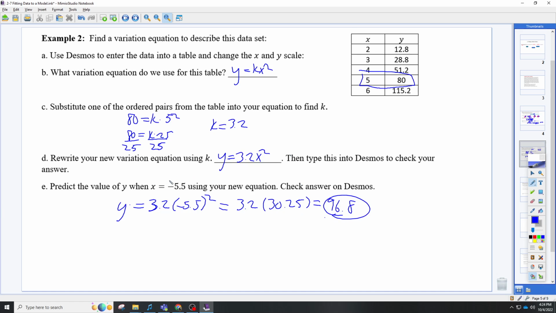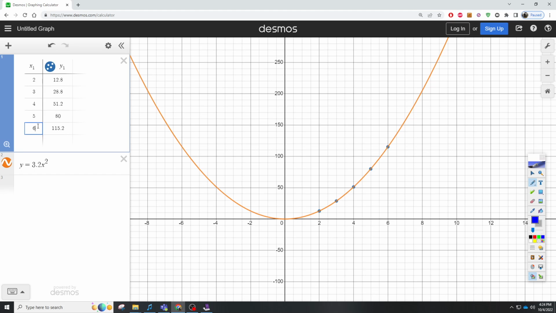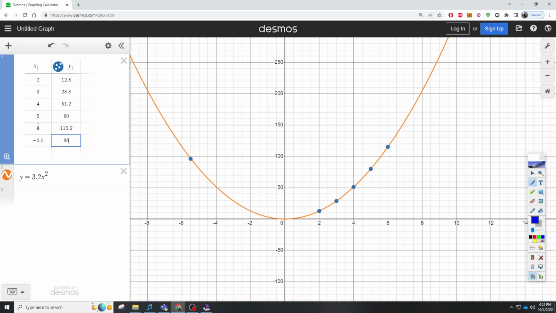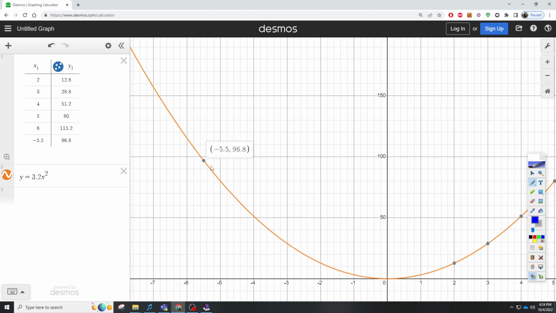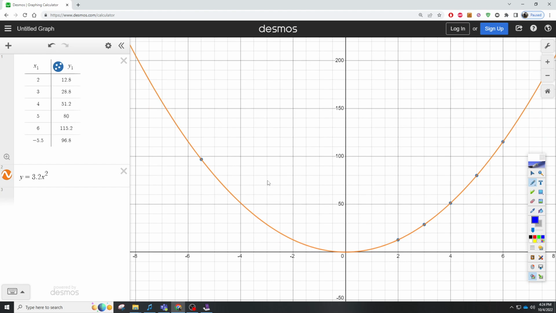So we'll go ahead and check and see if this works. So do we have the point negative 5.5, comma, 96.8. All I have to do is type in the x value and the y value to see if it's going to work. So we'll put it over here. Negative 5.5 and 96.8. And hopefully you can see on my screen that it is hitting this parabola on the line. So our prediction was right.